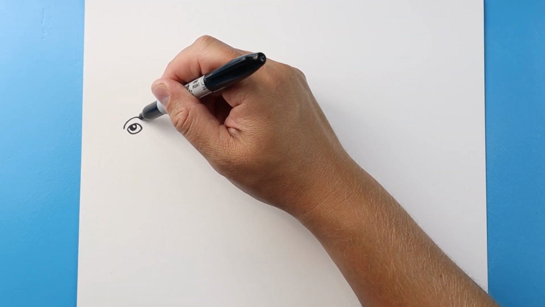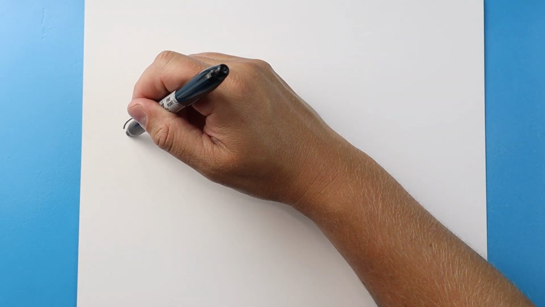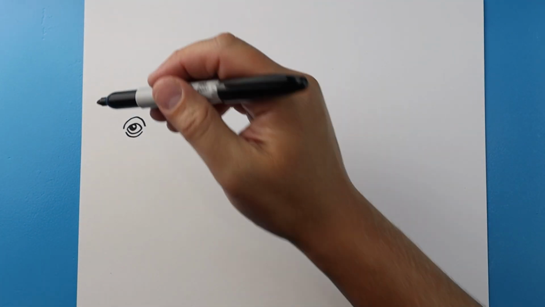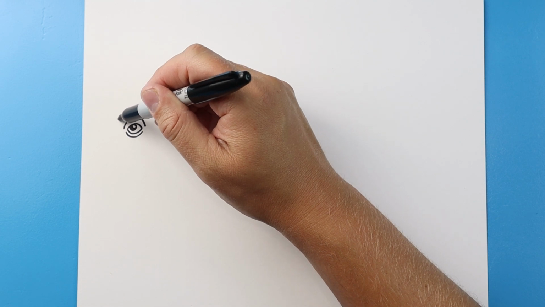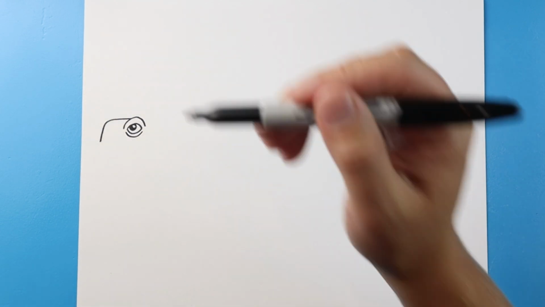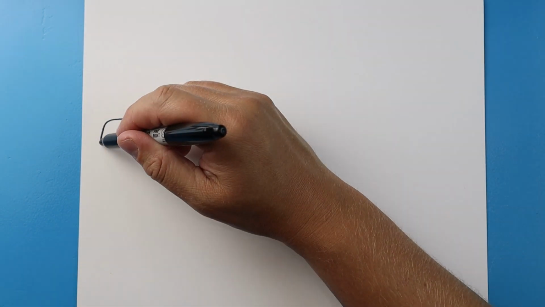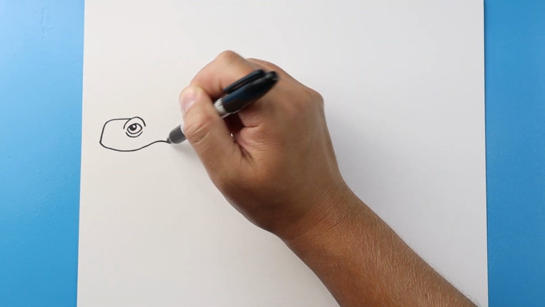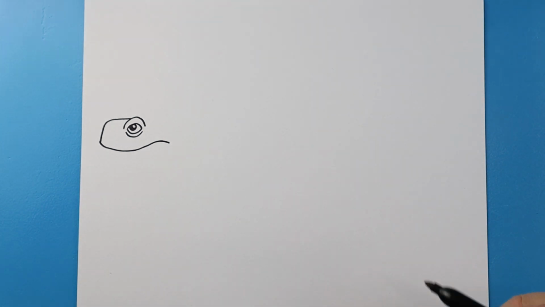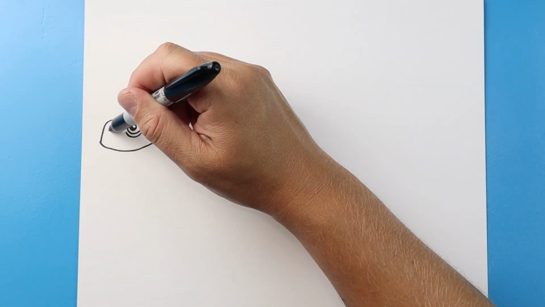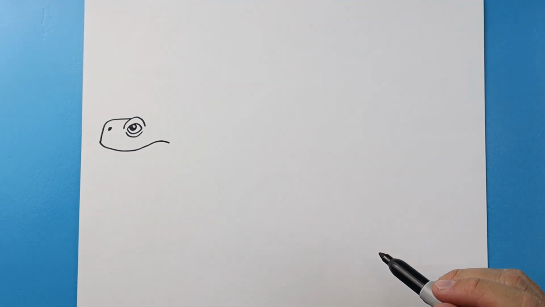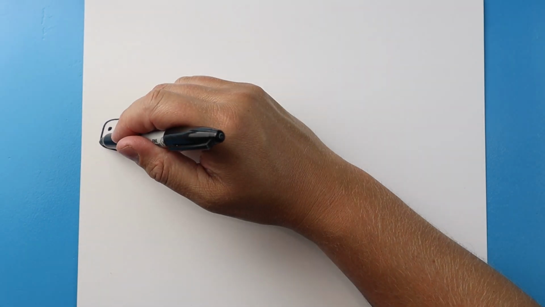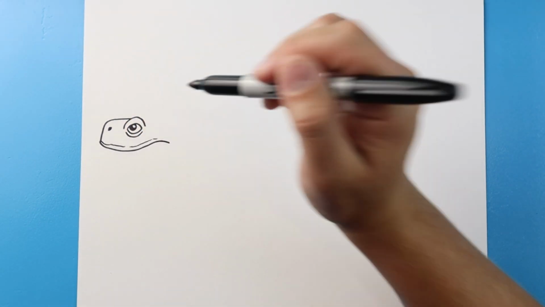Let's make another line that goes up and down for the eyebrow. And then let's make a line that goes down and up underneath it. I'm going to draw a line that's going to go out and then down here. And then I'm going to curve this up and then down here for the mouth. Let's make a little dot right here for the nose. And then let's make a little broken line for the lip.